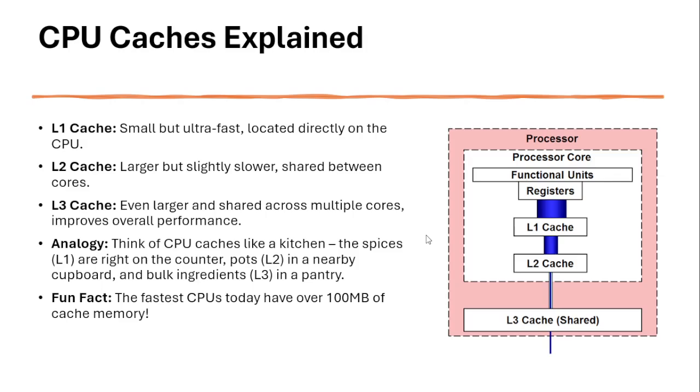Modern CPUs can have over 100 MB of cache memory. That's larger than some of the earliest hard drives. This massive cache size helps modern processors handle complex tasks faster than ever before.